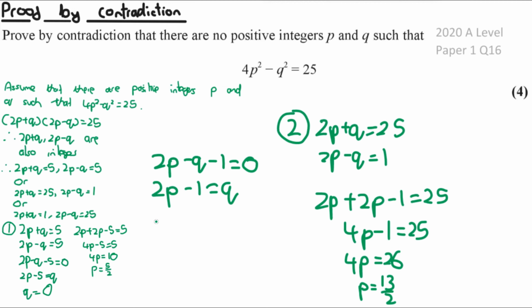Again, for completeness, q would be equal to 12, but this doesn't matter because p is equal to 13 over 2, which is not a positive integer. So this is not a solution either.